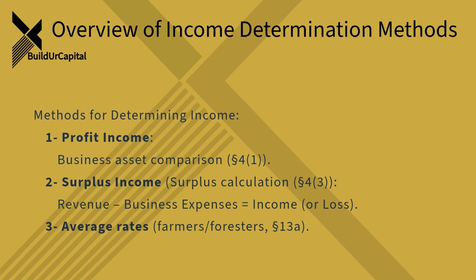Got it. So let's talk profit income first. The text lays out 3 ways to figure it out under the Income Tax Act. Method 1, comparing business assets. Section 4, paragraph 1. Right. Now, who uses this? Mainly businesses that are legally required to keep detailed books and prepare formal financial statements. Think larger companies? But not only them.